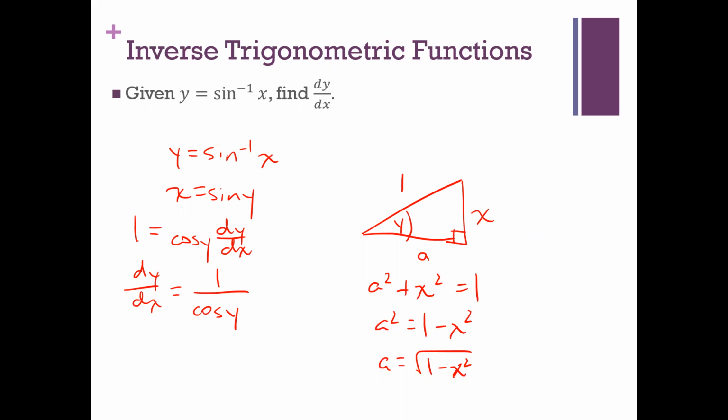So now, why go through all that trouble? What is the cosine of y in that triangle that I now know all the sides of? Nope, sine is x over 1. So what's cosine of that angle? A over 1, right? Or what I found for A, which is the radical 1 minus x squared. So that's why this derivative is this thing.